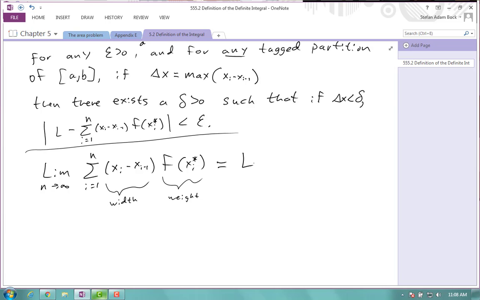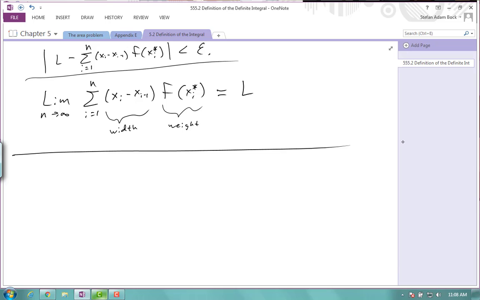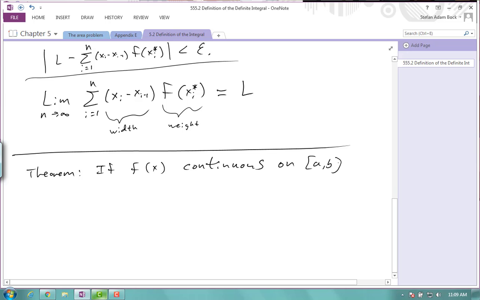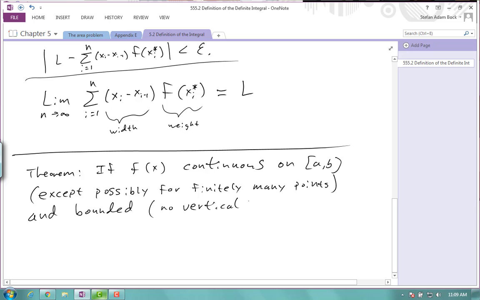But this is really hard to use, and no one wants to check an infinite number of ways to partition an interval to make sure that the integral is going to work. So we have a fact to bundle along with this to make our life phenomenally easier, and this is something which is provable, but we just don't want to. If f of x is a continuous function, except possibly at finitely many points, and bounded, that is, there are no vertical asymptotes, for example, then f must be integrable.